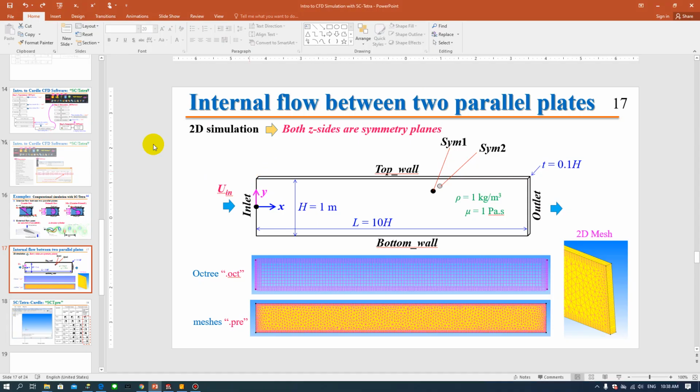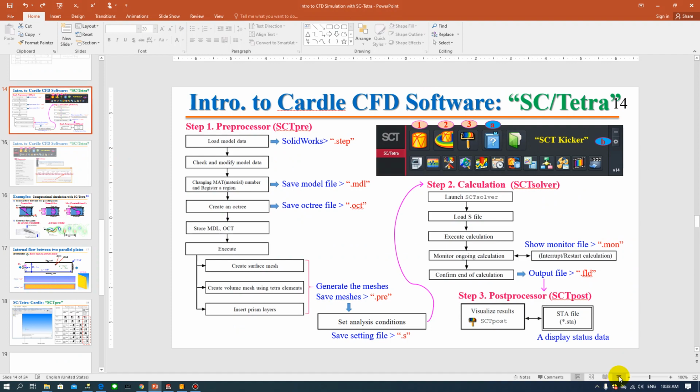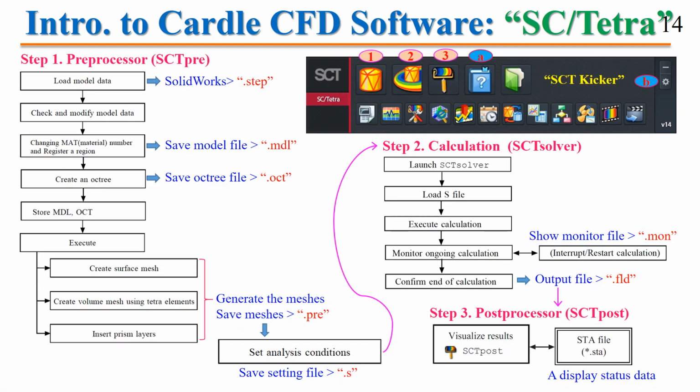Coming back to the steps of the simulation using SC/Tetra, in the preprocessor step, we load the model data. We will generate the model using SolidWorks, and then generate the model file with the .step extension. Then we will import the step file to generate the domain. For this video we will consider this step.